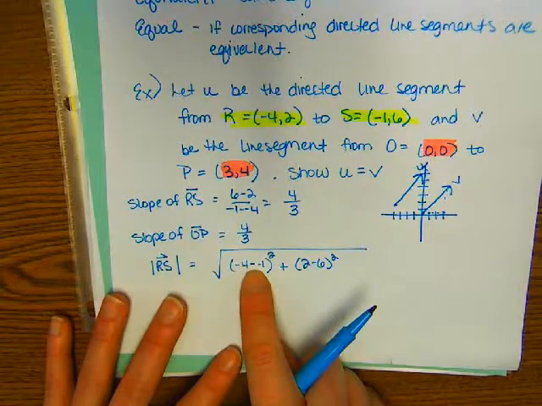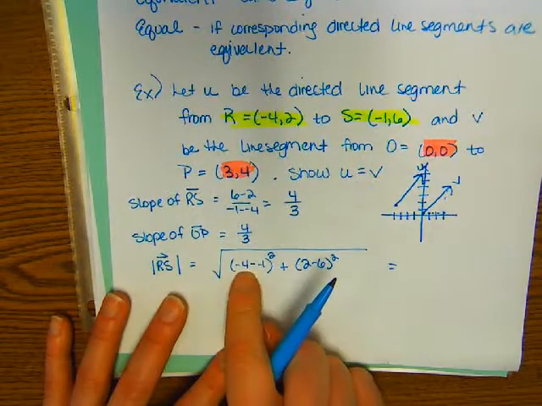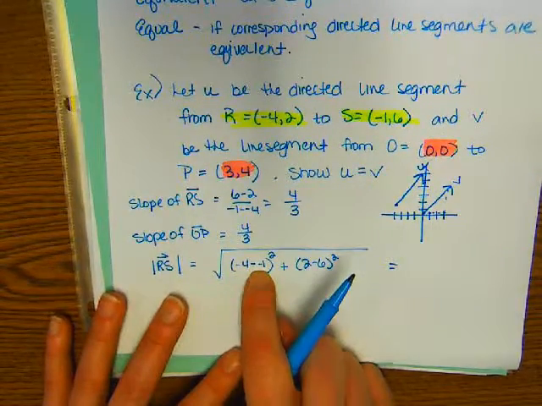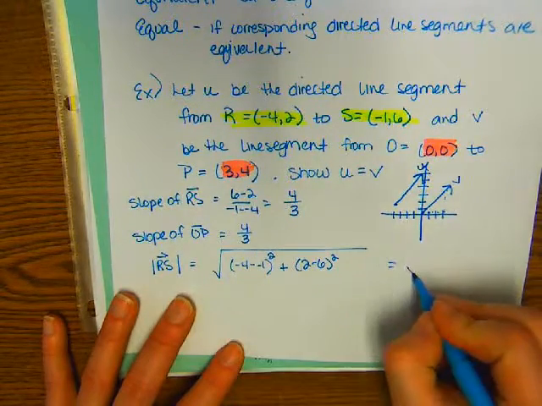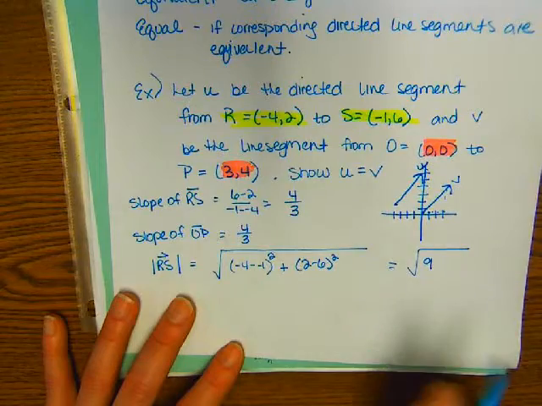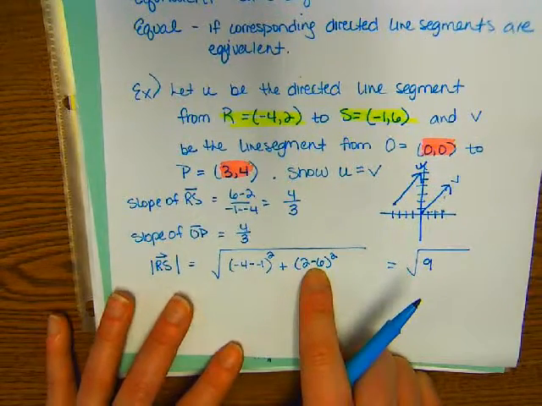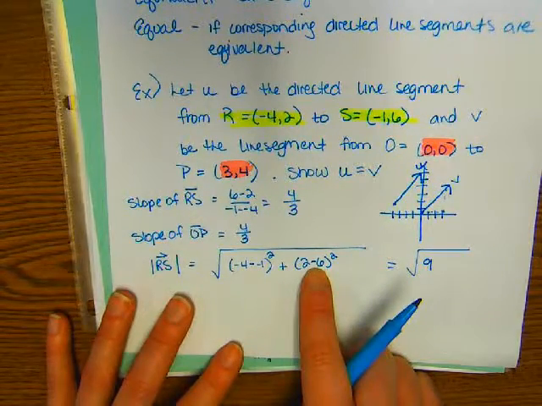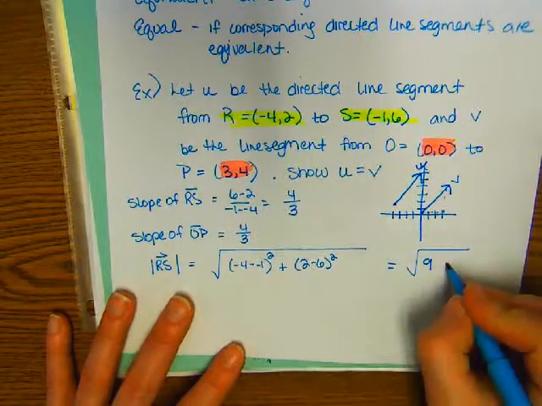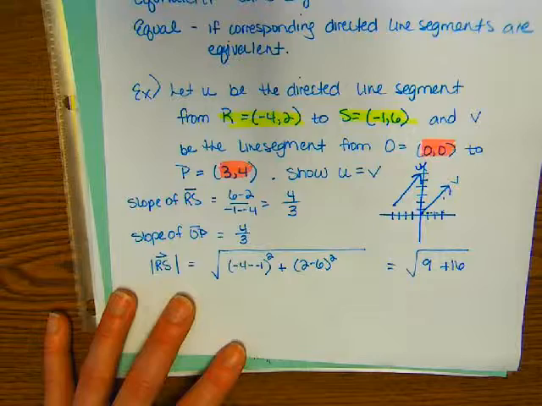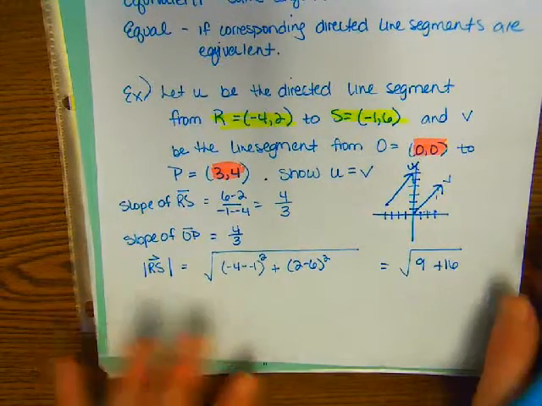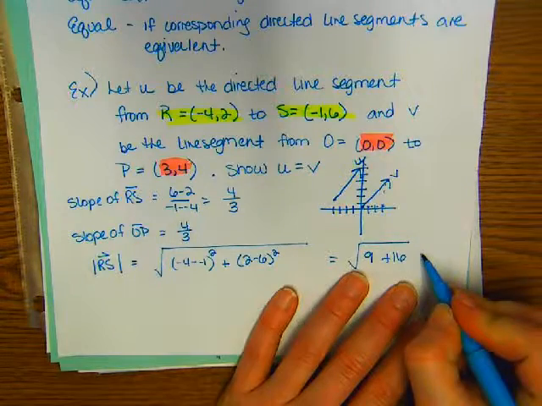What's negative 4 plus 1? Negative 3. What's negative 3 squared? 9. Okay. What's 2 minus 6? -4. -4 squared is 16. Is it 9 plus 16, 25? What's the square root of 25? Yep.